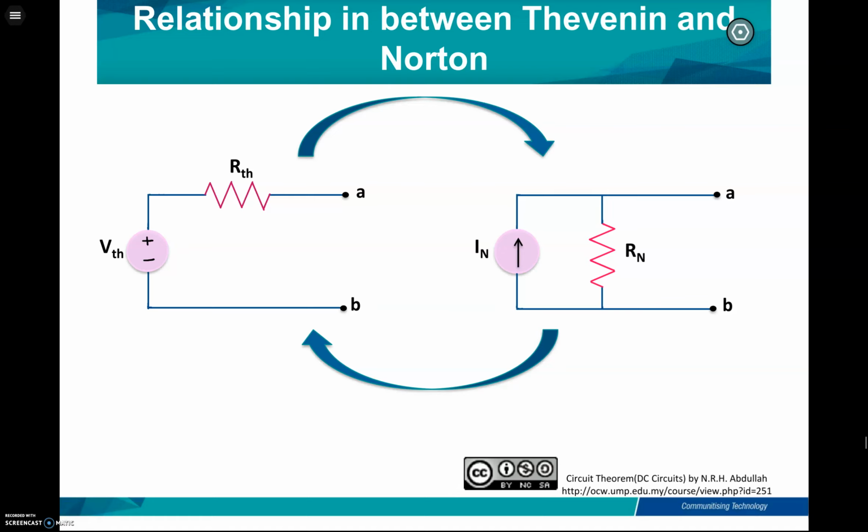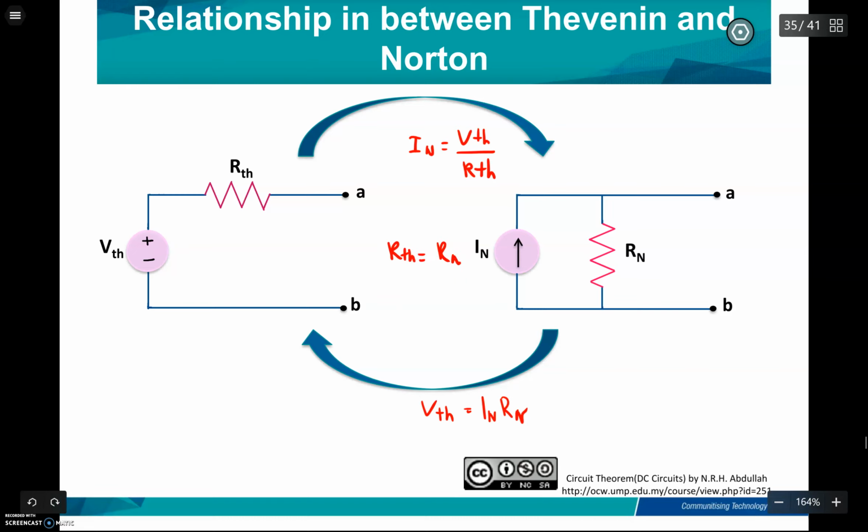So V Thevenin to the IN: IN is equal to V Thevenin over R Thevenin. And then if we want to convert from the Norton equivalent circuit to the Thevenin equivalent circuit, you can use this formula, which is V Thevenin is IN times RN. And then the R Thevenin is equal to RN.